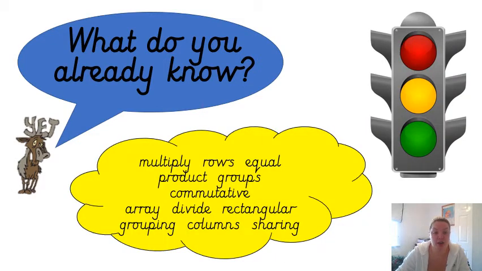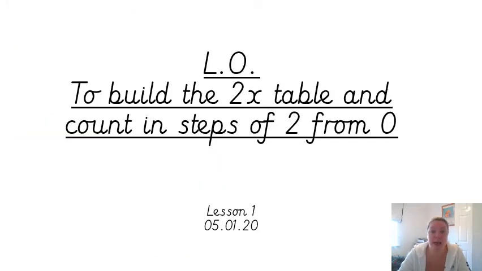So the words we're going to learn are multiply, rows, equal, product, groups, commutative, array, divide, rectangular, grouping, columns, and sharing. So these are the words you're going to be using when we talk about not just today, but all the lessons we're going to learn about multiplication and division. So let's see what we're doing today. Today we're going to build the 2 times table and count in steps of 2 from 0.